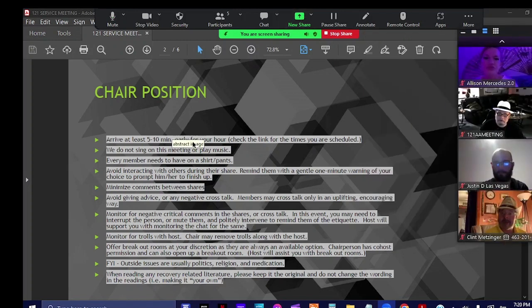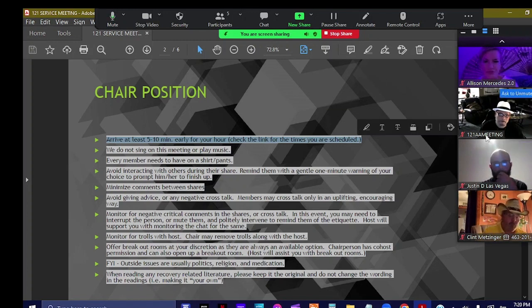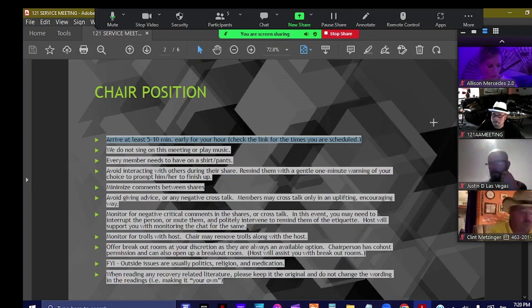Okay, so as the chair, you want to arrive at least 5 to 10 minutes early for your hour. And Dave, who is labeled right here as 121 AA meeting, or any of you guys, feel free to chime in at any point in time as I go over this information regarding the chair position. So as you can see, I arrived a few minutes early, before the top of the hour, and advised the host that I am here. So the host then, Clint, made me co-host. My video was on, such and such and so and so. So, next rule.